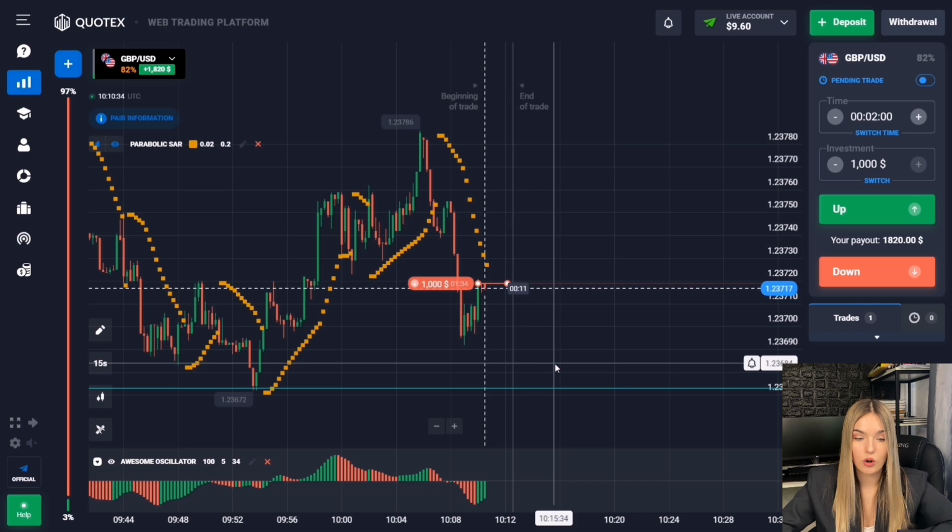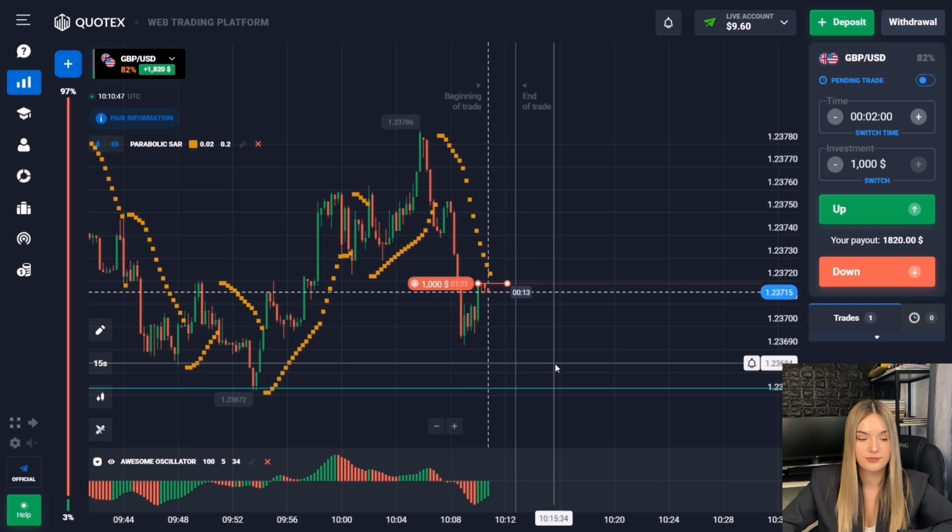This is quite normal with rollbacks in trading, but still the general trend of the price tells us that there will be a downward movement in the near future. Therefore, you should not pay attention to such errors. And so friends, let's wait for the end of our deal.